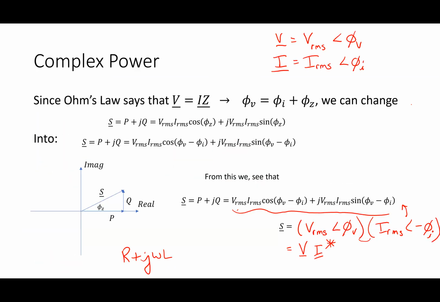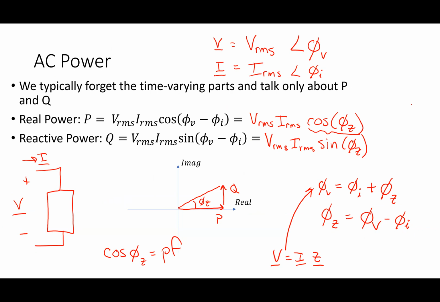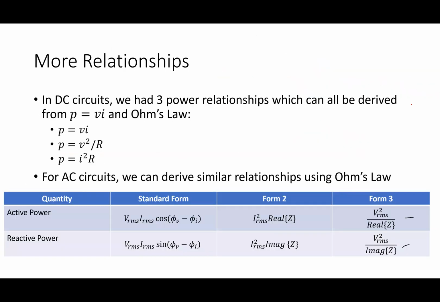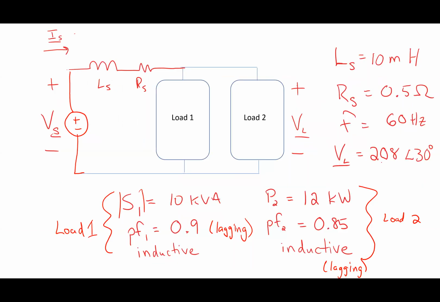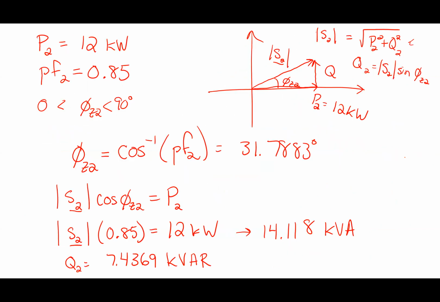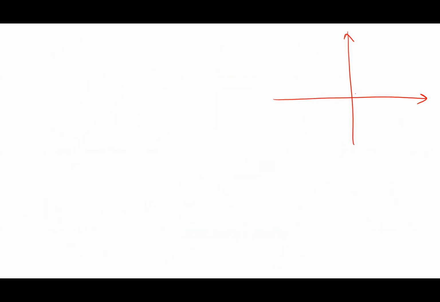I went too far. I was told, this was my setup, that the voltage across the load is 208 with an angle of 30 degrees. So my phasor diagram, I'm going to show here is the voltage, and here's 30 degrees. What I'm really asking for when I draw that phasor diagram is, where's the current going to be?